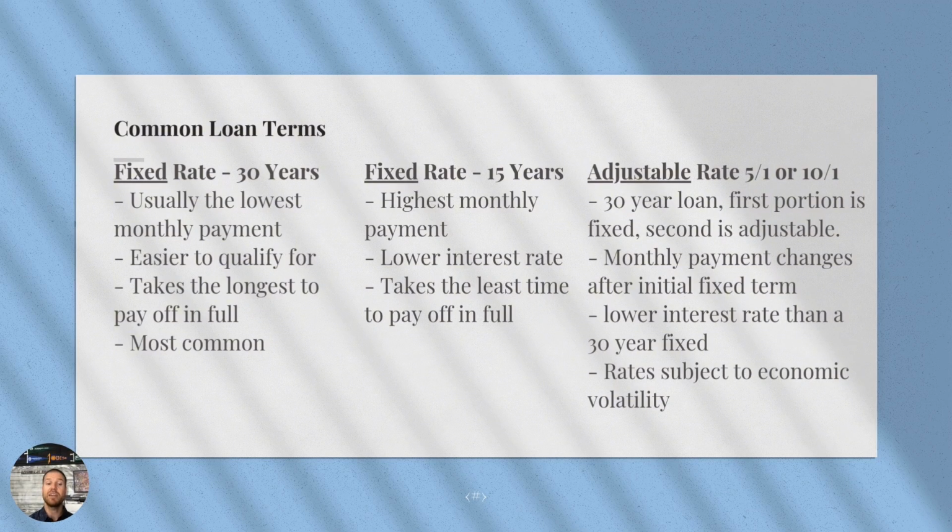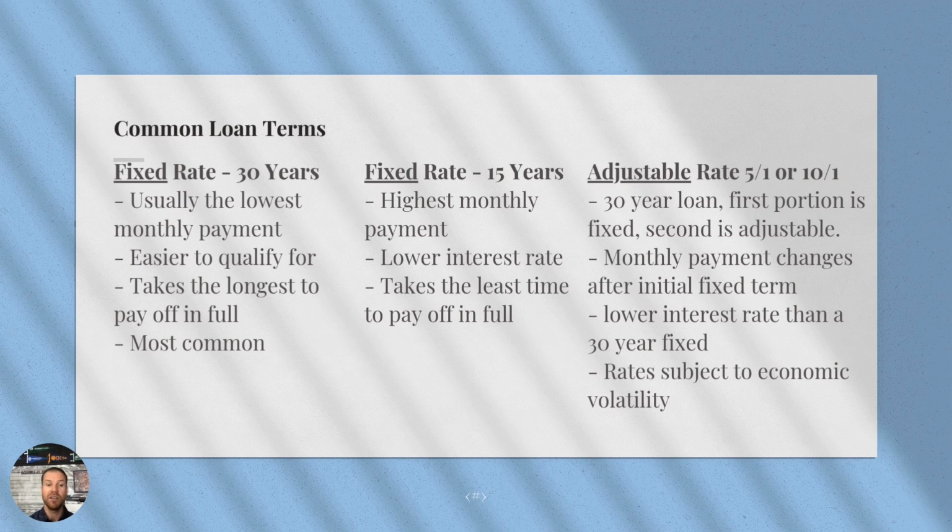Versus a fixed rate 15-year mortgage. Because we're paying off that same amount of money in a shorter amount of time, here's the beauty of the 15-year. If you can afford it, you'll likely get a lower interest rate. You'll pay way less interest over the life of the loan because it's not stretched over 30 years.